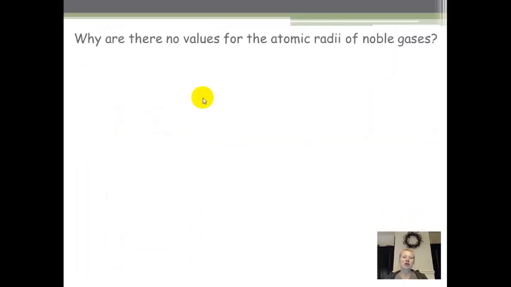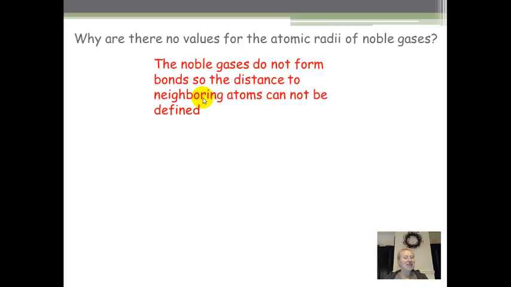So here's a question for you. Why are there no values for the atomic radii of noble gases? And this is a tricky question. Yes, if you said the reason there's no atomic radii for noble gases is because the noble gases do not form bonds, so there's no way to measure the distance between bonded nuclei, then you are correct.